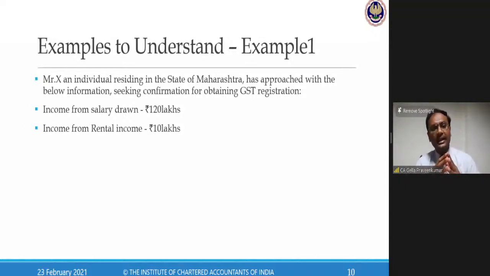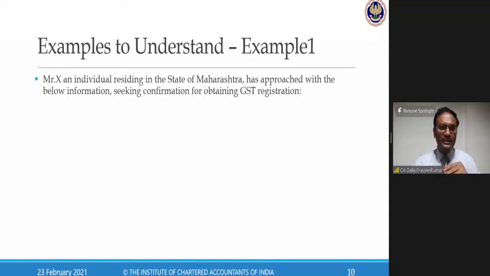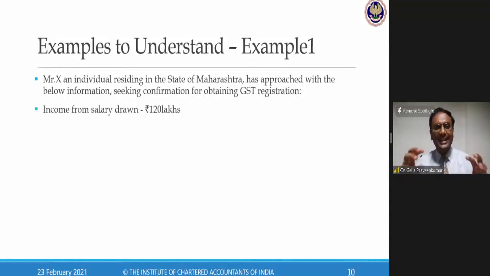Income from rental income. Now, before we go to the second point, please keep in mind, salary is covered under Schedule 3. Whenever I refer to Schedule 3, that Schedule 3 does not form part of my aggregate turnover. Whenever I calculate aggregate turnover, this Schedule 3 is kept outside. My aggregate turnover has four elements: taxable, exempted, zero rated, and interstate supply of a person having the same PAN.